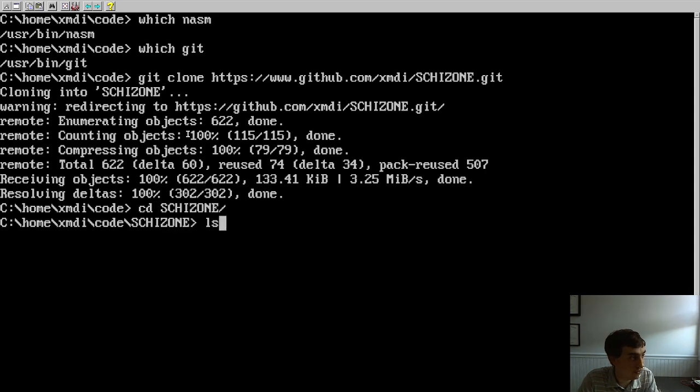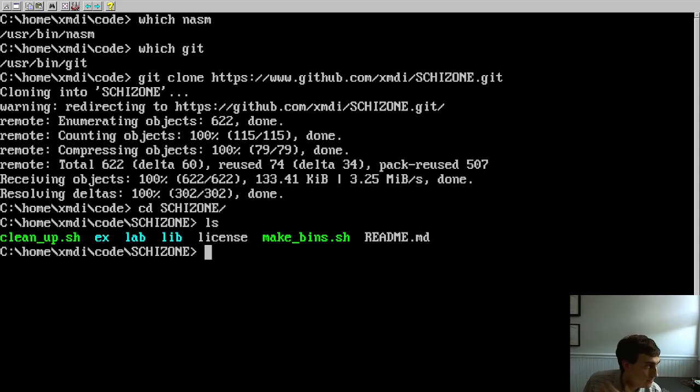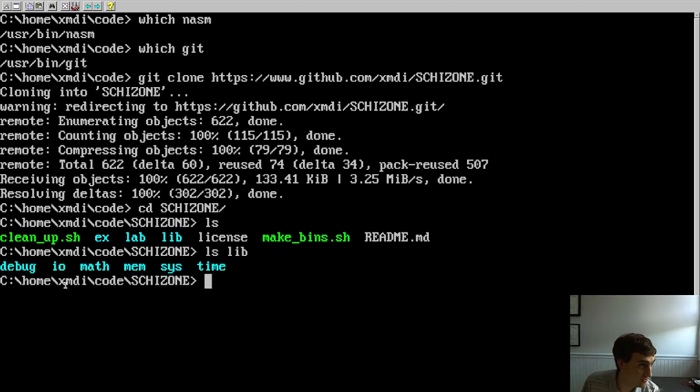And when you download that, you will have a couple things. Typically, we do all our examples in the example directory, and we do all our library programming in the lib directory. So if I show you what's in lib, you can see I have a bunch of debugging functions, IO functions, math functions, memory functions, system functions, and timing functions. And we'll have many more in this series as time goes on.